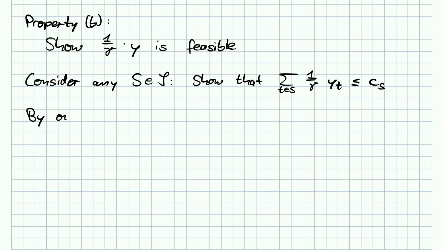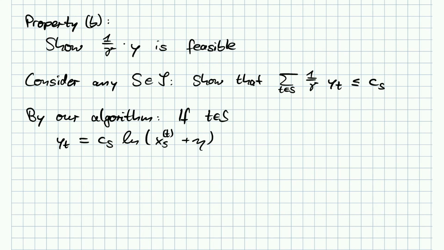Why is this true? What did our algorithm do? If t is contained in a set S, then what do we know about yt? Yt we can write as cs times ln of x as t plus eta minus cs times ln of x as t minus 1 plus eta. This is just, again, the formula that we use to increase the xs, but now, of course, solved for yt.